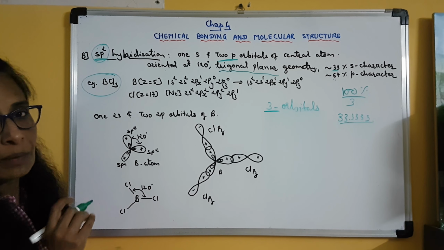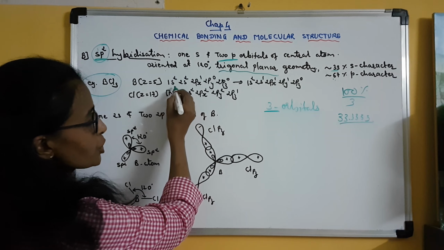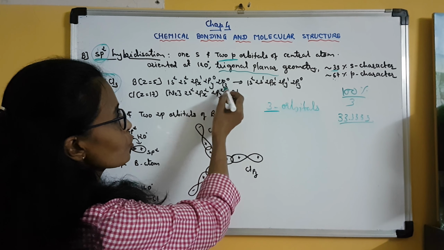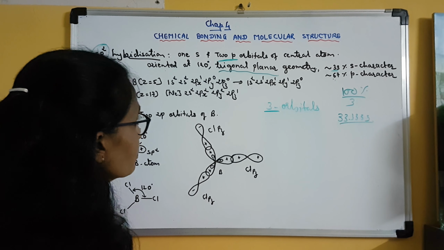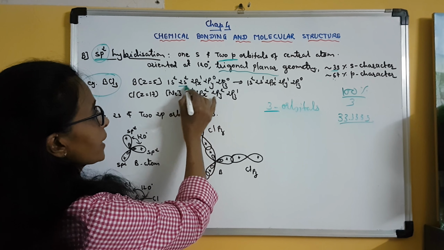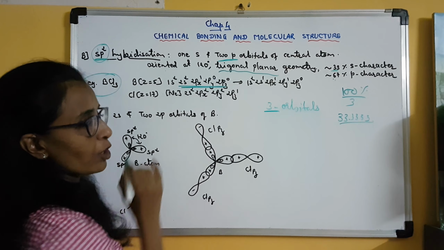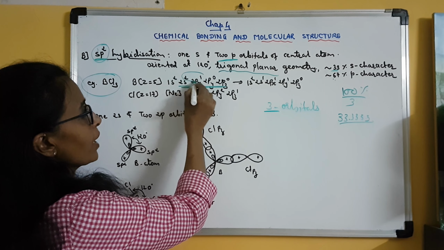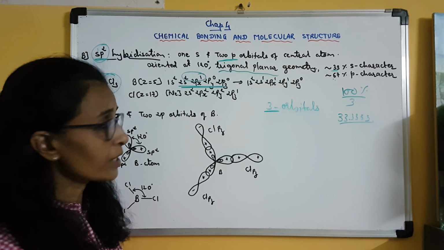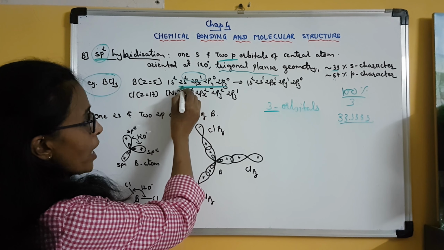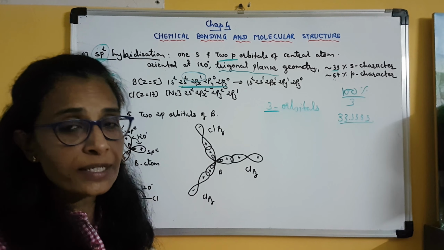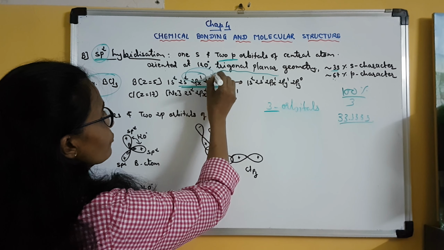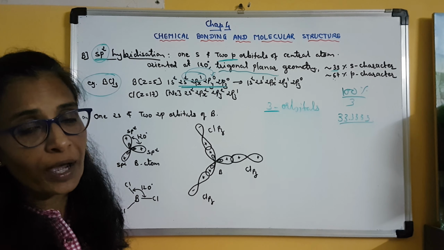Boron has atomic number 5. Its configuration is 1s2, 2s2, 2px1, 2py0, 2pz0. So in boron, the second orbit is the valence orbit. Clear? In the second orbit, there are 3 valence electrons. Got it? Now here in the 2s orbital, an electron pair is present. So there will be promotion of 1 electron from the 2s orbital to the 2py orbital.